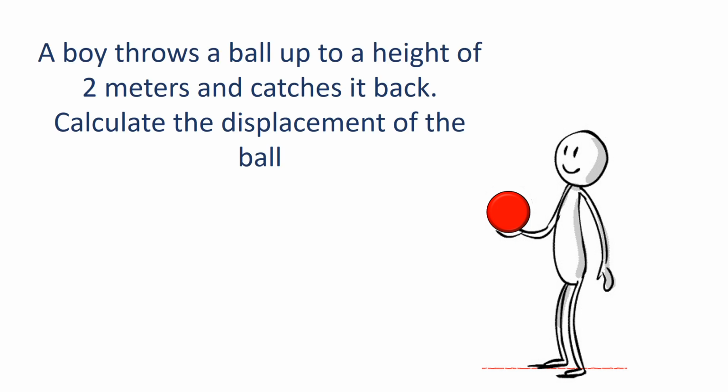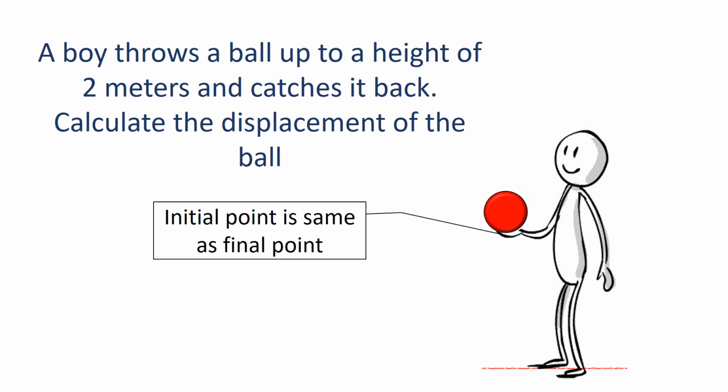Now we'll take one more example to show the displacement to be 0. Here you can see a boy standing with a ball. He's going to throw it up to a height of 2 meters and catch it back. What will be the displacement of the ball? To calculate that, first you have to see the initial point. That is his hand. Now he throws it up and catches it back. What will be the displacement?